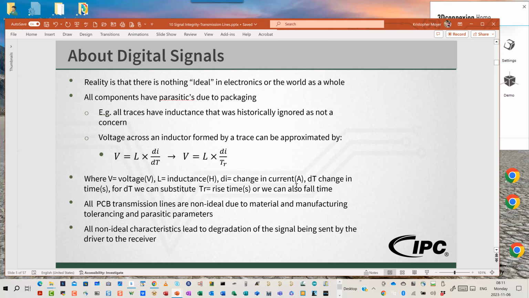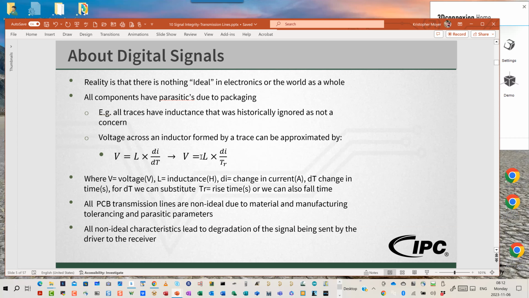Now, from electrical engineering, we can say that the voltage across an inductor formed by a trace, or any inductor actually, can be approximated. Our first order voltage equation for the voltage on an inductor is V = L times di/dt. Hopefully this does not bring back too many flashbacks of calculus classes with derivatives. But if we recall, the derivative really means change. It's change in current over a certain amount of change in time. So di/dt could also be written as delta I over delta t, or change in current per unit time.